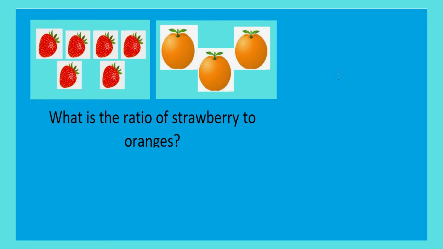Okay, so as you can see on our screen today, we have a picture of strawberries and a picture of oranges. And then we have a question here. What is the ratio of strawberry to oranges? The first thing that you are going to observe is the format of the question. It states here strawberry and oranges. So strawberry comes first before the oranges. So we're just going to try to write it here. Okay, that is just a simple guide.